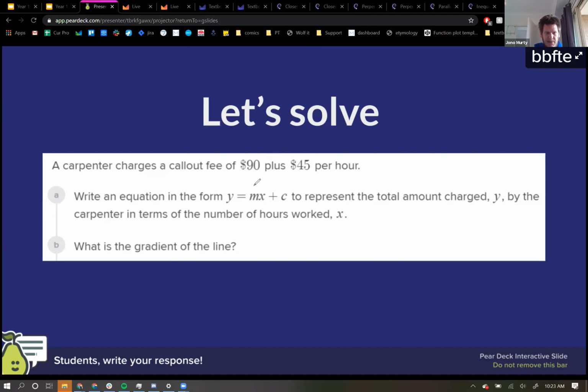So remember, m is the gradient, and c is the y-intercept. Now, in the information we're given, we've got two numbers. Obviously, one of these is going to be the gradient, and one of these is going to be the intercept. So I think without knowing too much, we can probably narrow it down to one of these equations.